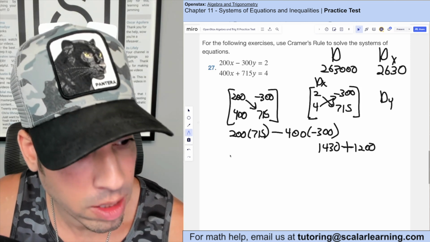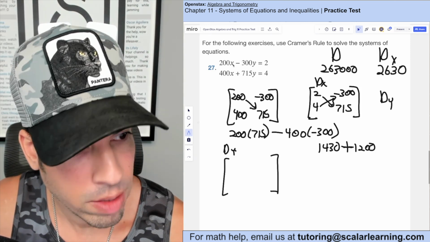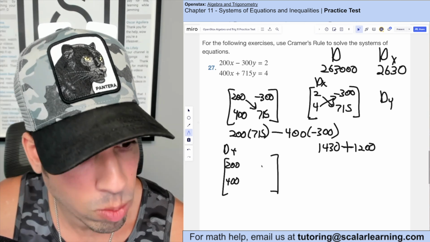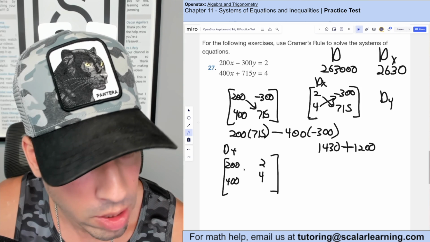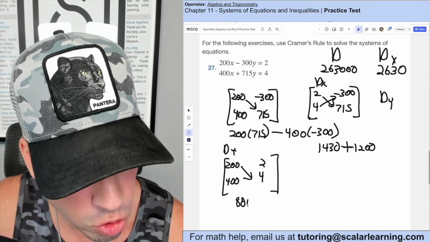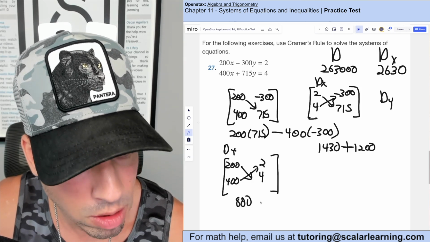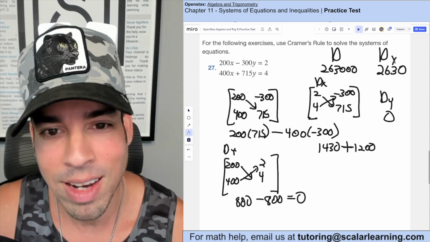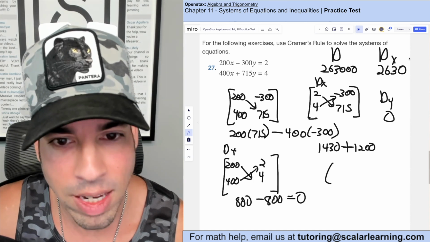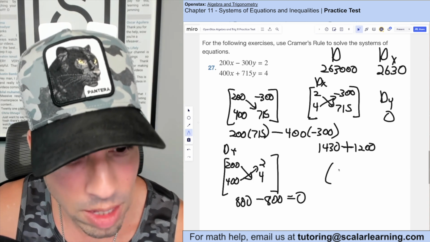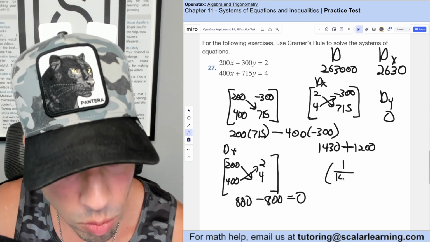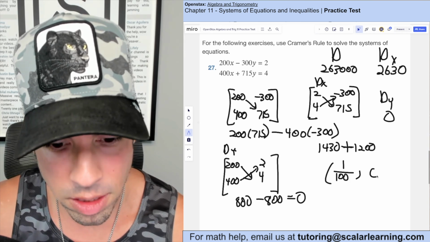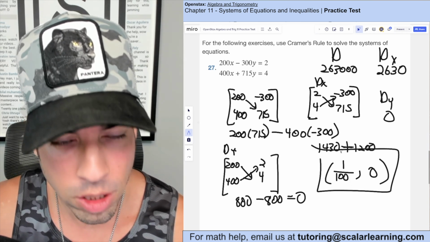Last but not least, we got dy. So for dy, we're leaving the x's alone, 200 and 400, and we're replacing the y column with 2 and 4. Okay, to get the determinant, multiply. That's 800 minus that product, which is again 800. So check it out. We get 0. So dy is 0. Now to get x and y. To get x, we take dx divided by d, and that comes out to 1 over 100 when you simplify it. And then to get y, we do dy divided by d. 0 divided by anything is 0. So there's our solution. Done.